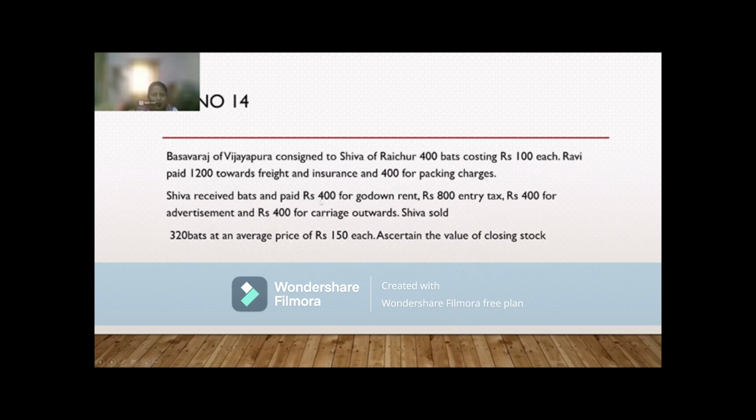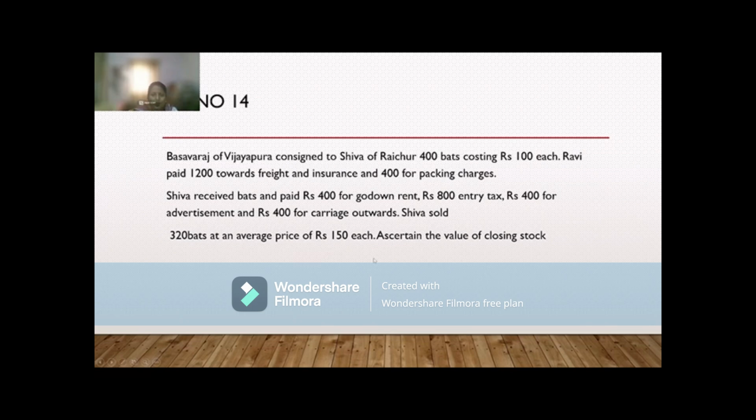Similar problem I have given here. Bus haulage of Vijaypur consigned to Shiva of Raichur 400 bags, costing rupees 100 each. Ravi paid 1200 towards freight and insurance and 400 for packing charges. Shiva received the bags and paid rupees 400 for godown rent, 800 entry tax, 400 for advertisement and 400 for carriage outwards. Shiva sold 320 bags at an average price of 150 each. Ascertain the value of closing stock.